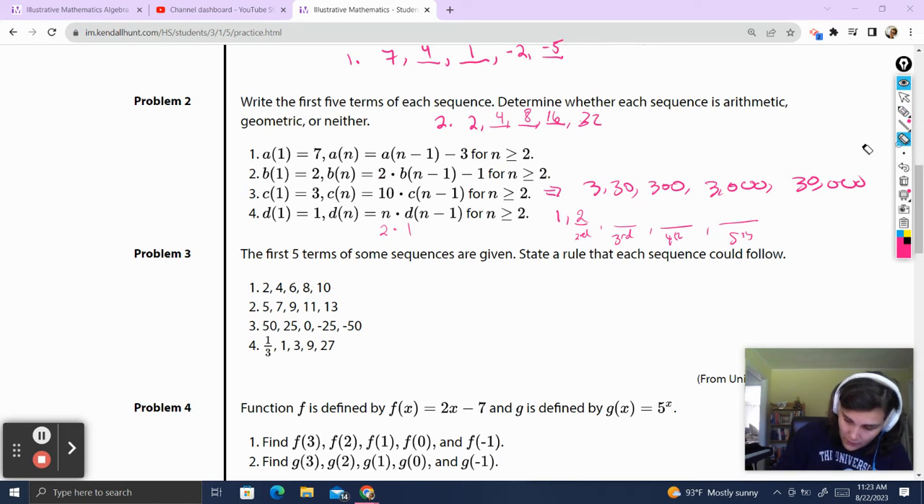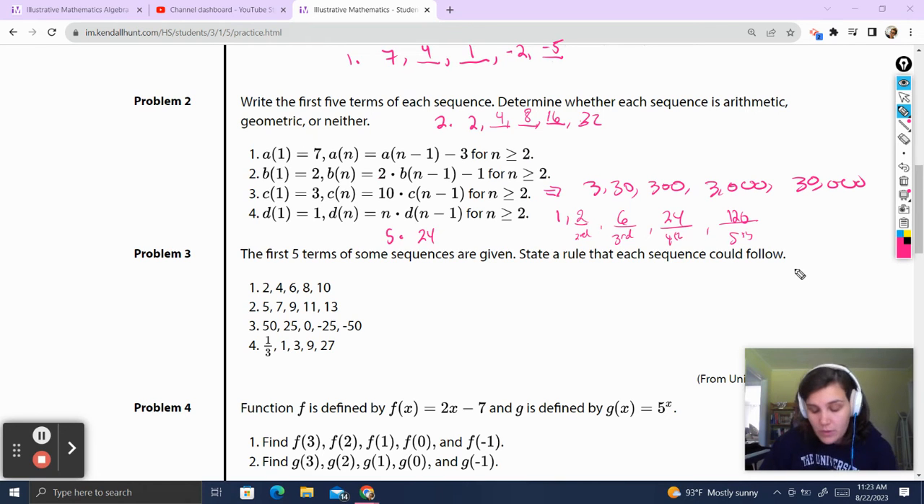For the third term, n is 3 times the previous term, which is 2, which gets us 6. The fourth term is going to be n, so the fourth term is 4 times the previous term, which is 6, which is 24. And then the fifth term is 5, because we're talking about the fifth term, times the previous term, which is 24. And 5 times 24 is 120, I think. Double check that in your calculators.